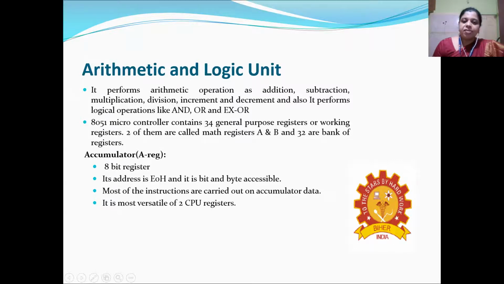First thing, the A register, that is your accumulator register. All these general purpose registers are 8-bit registers. Its address is E0H and it is bit and byte accessible. That means the register we can access by bit or a group of bits. Access means we can change it by bit or as a number of bits together. Most of the instructions are carried out on the accumulator data, and among the A and B registers, this is the most versatile register.